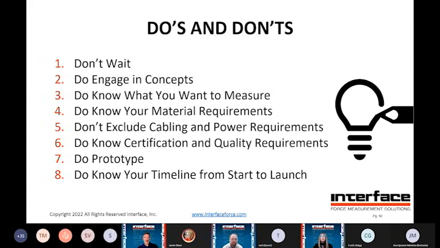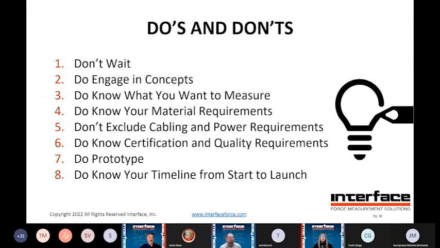All right. Do's and don'ts. We'll go through these real quick and then open it up for questions. So don't wait. We obviously want to be involved on the front end of the opportunity. So do engage in concepts, so we can be creative. Think outside the box. We're definitely capable of reacting and designing to meet your requirements.